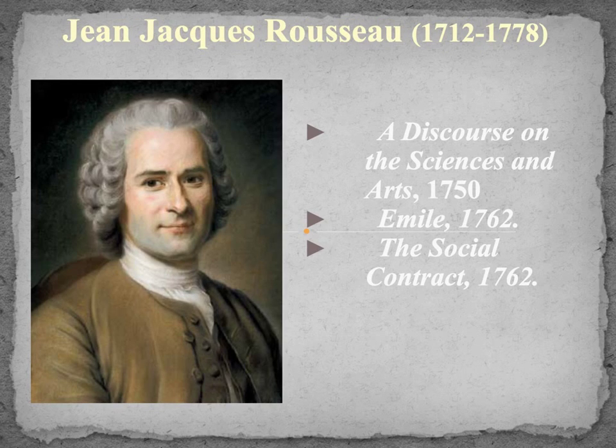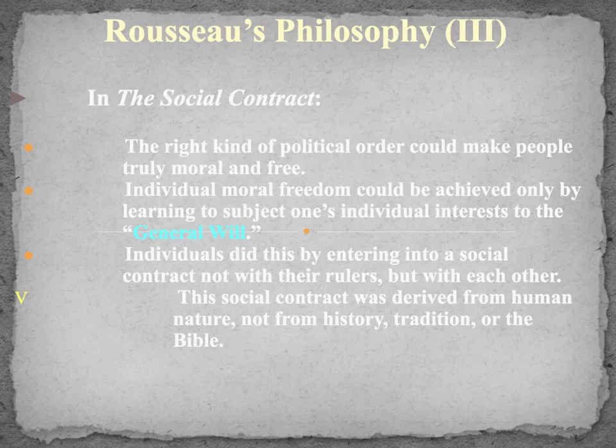The next major guy that you need to know is a guy by the name of Jean-Jacques Rousseau. And again, the Social Contract right here of 1792 is the work or body of work that you need to know for your PowerPoint presentation. Jean-Jacques' philosophy was one where he said the following. The right kind of political order could make people truly moral and free. Individual moral freedom could be achieved only by learning to subject one's individual interest to the general will. Individuals did this by entering into a social contract not with their rulers, but with each other.